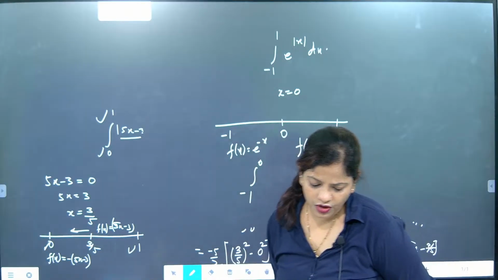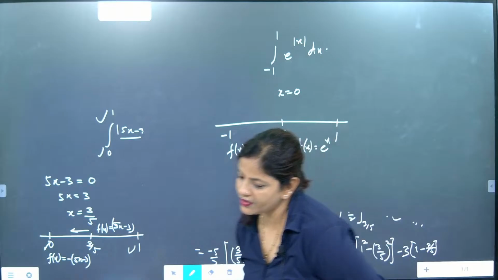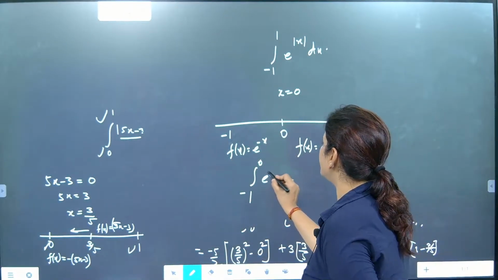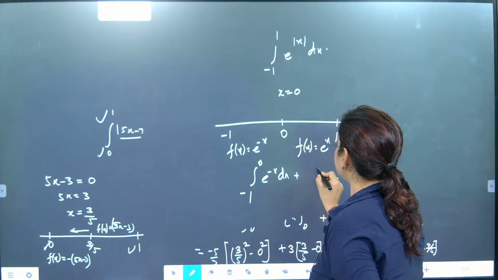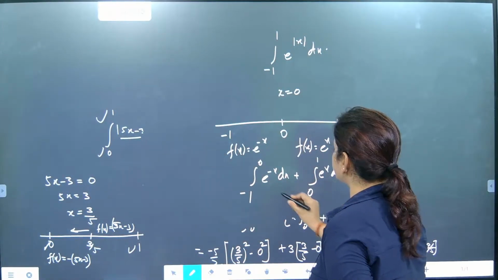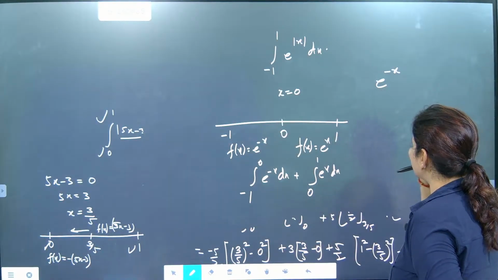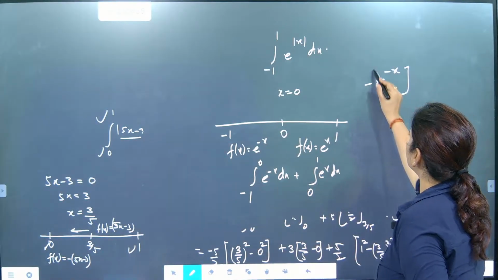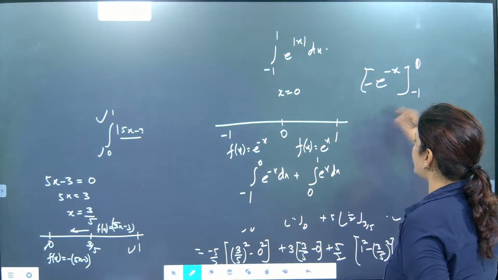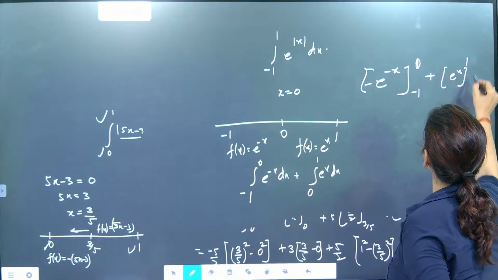See, like this only, this property you can apply. One time it will be negative and one time it will be positive. So here it will become minus 1 to 0 e to the power minus x dx, plus here it will become 0 to 1 e to the power x dx. So directly the integration of e to the power minus x is minus e to the power minus x, so minus will come out. Then here limits 0 to minus 1, and plus here again e to the power x, with limits 1 to 0.